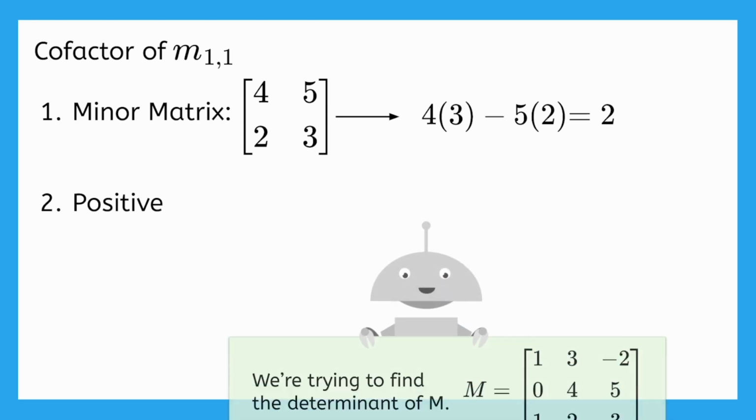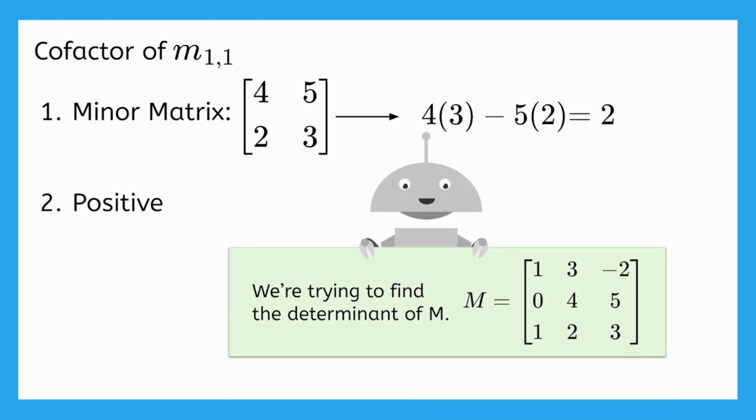Remember, we're trying to find the determinant of matrix M. In order to do that, we need to repeat this same process to find the cofactors for the remaining 2 elements in row 1, 3 and -2. Once we have the remaining 2 cofactors, we'll use them to find the determinant of M.